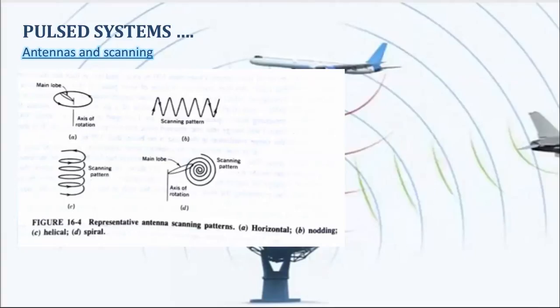Radar antennas are often made to scan a given area of the surrounding space, but the actual scanning pattern depends on the application. Here I have shown you some typical scanning patterns. The first one is horizontal, in which we will be able to see a 2D view, and the next one is nodding scanning, in which we will get the output in waveform, and the third one is helical scanning, and the fourth one is spiral, in which the distance between the main lobe and the axis of rotation will be more as compared to the horizontal scanning.